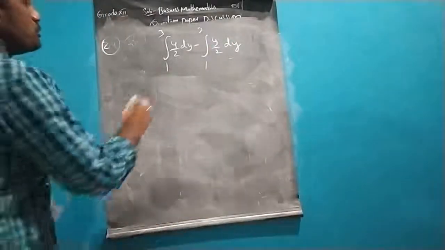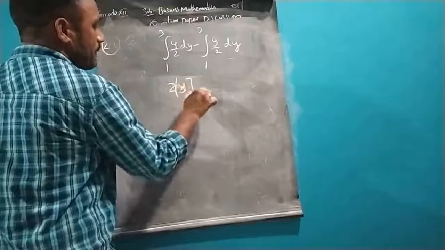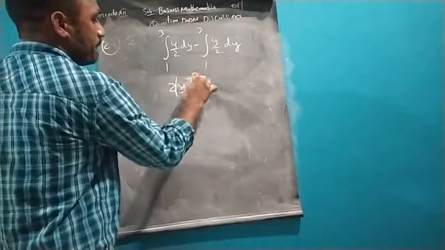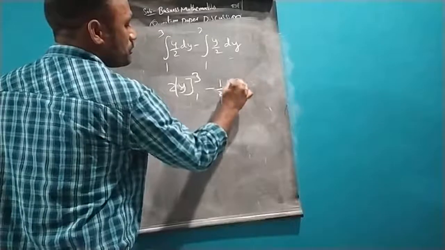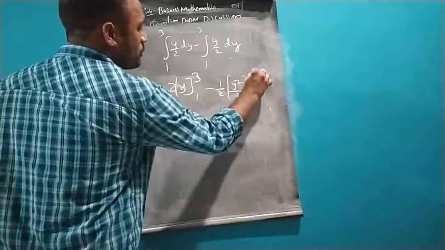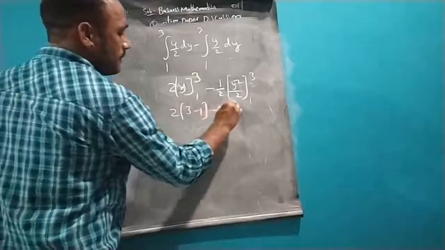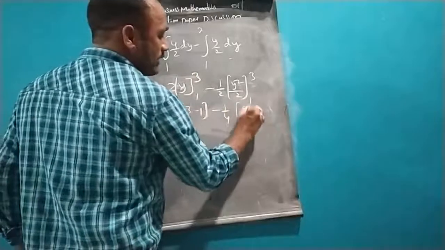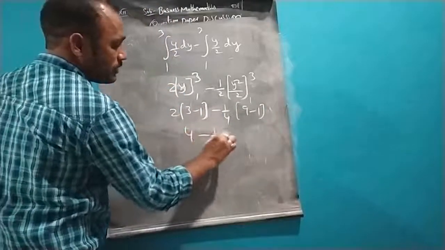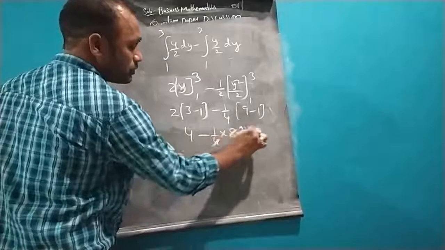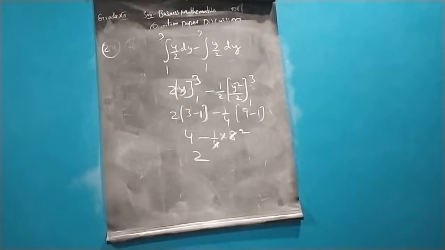So 4 by 2 means 2, the integral will be 2y, boundary limits are 1 to 3, minus 1 by 2 times y square by 2, 1 to 3. Here 3, so 3 minus 1, minus 1 by 4, 9 minus 1. So 2 into 2, 4, minus 1 by 4 into 8. So 4 minus 2, which is 2. 2 will be the area of the shaded region.